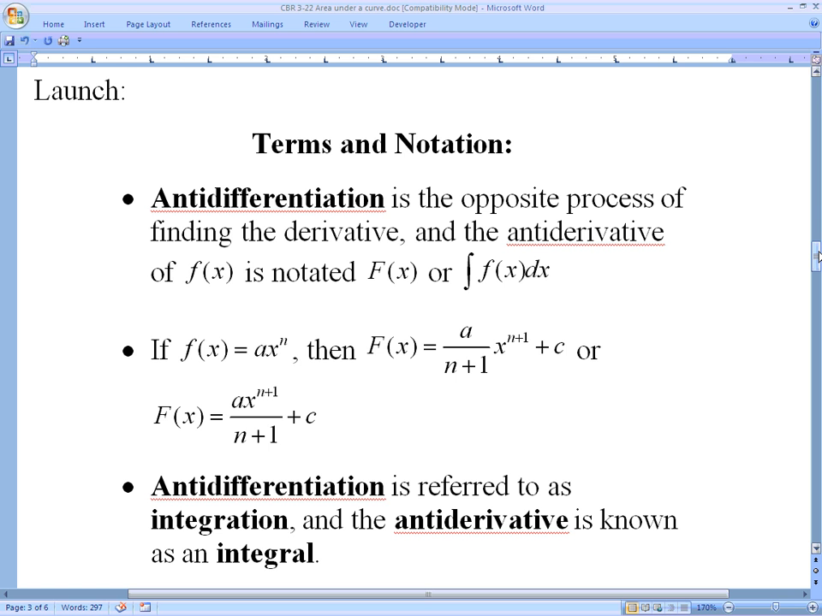Quick review. Last class we talked about anti-differentiation. Differentiation is a verb for doing the derivative. The antiderivative is undoing the derivative. It is the opposite, so working backwards.